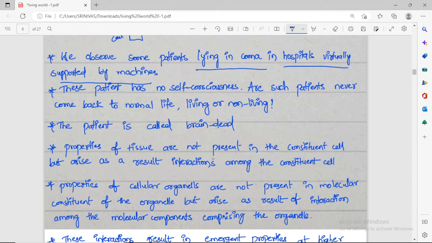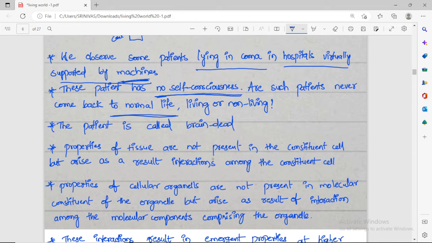Such patients are in a coma, which means they are brain dead patients. They are supported only by machines, which replace the heart and lungs. These patients have no self-consciousness, and such patients never come back to normal life. In rare cases, they come back.